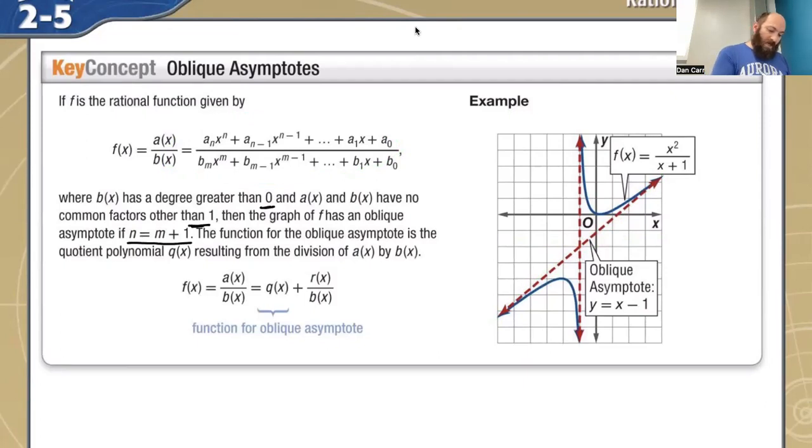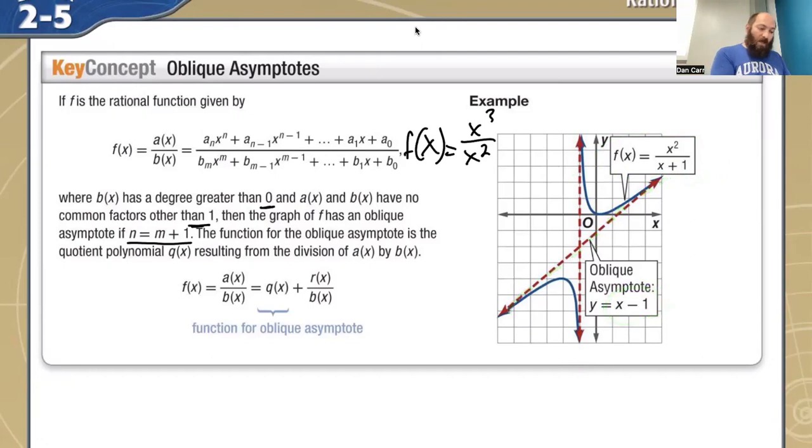So again, what this looks like is if I have f of x equal to x to the third over x squared, this will create an oblique asymptote. It's exactly 1 degree more in the numerator versus the denominator. Here's an example of that where f of x equals x squared over x plus 1. Thanks to x plus 1, we have our vertical asymptote here at x = -1. And then we get this oblique asymptote at y = x minus 1.